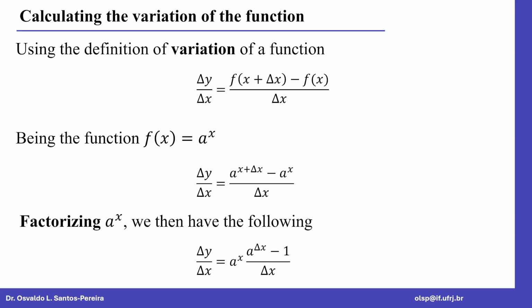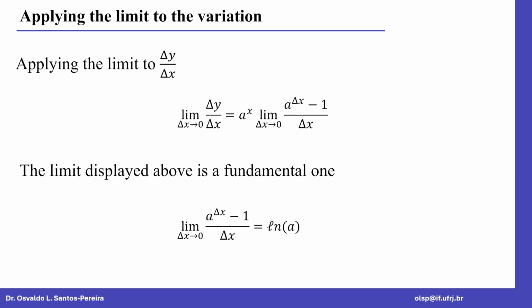By factorizing a to the power of x from the numerator, we arrive at the following result. Delta y over delta x equals a to the power of x, multiplied by the fraction a to the power of delta x minus 1 over delta x. Moving forward, we apply the limit as delta x tends to 0 to our expression for delta y over delta x. Since a to the power of x is independent of delta x, we may treat it as a constant in this context and move it outside the limit. This yields a to the power of x multiplied by the limit as delta x tends to 0 of the quantity a to the power of delta x minus 1 divided by delta x.